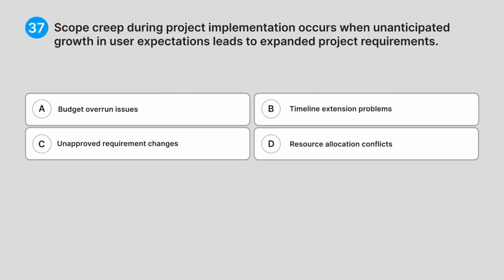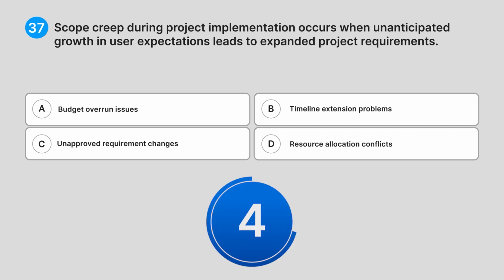37. Scope creep during project implementation occurs when unanticipated growth in user expectations leads to expanded project requirements. A. Budget overrun issues. B. Timeline extension problems. C. Unapproved requirement changes. D. Resource allocation conflicts. Can you guess the answer?